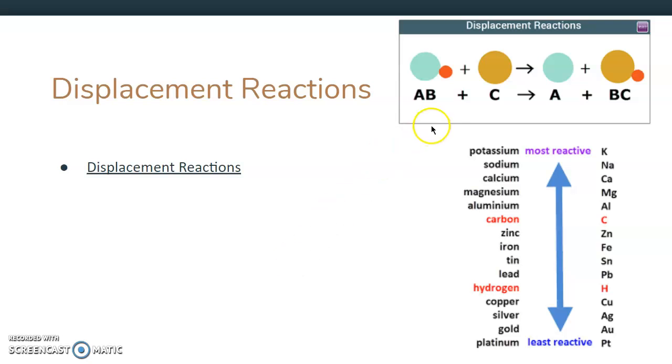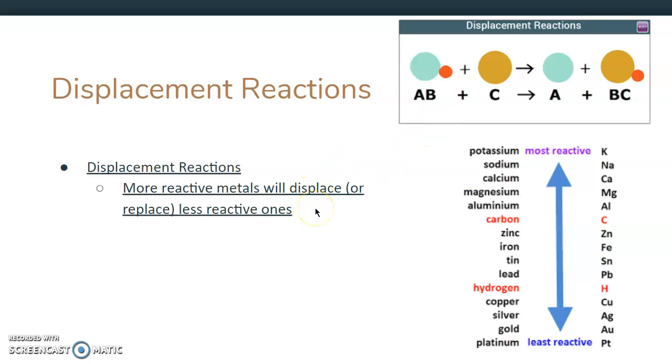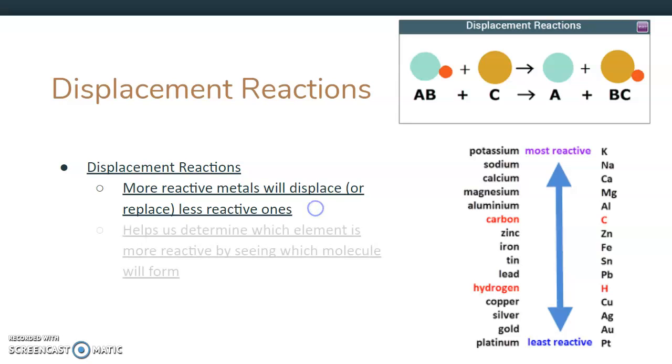A displacement reaction is where the more reactive metals will displace or replace the less reactive ones. So this helps us determine which element is more reactive by seeing which molecule will form at the end. So for example, if we have A and B in one molecule plus another molecule C, and we combine them and we come out with A B and a C, that means that C was more reactive than A.